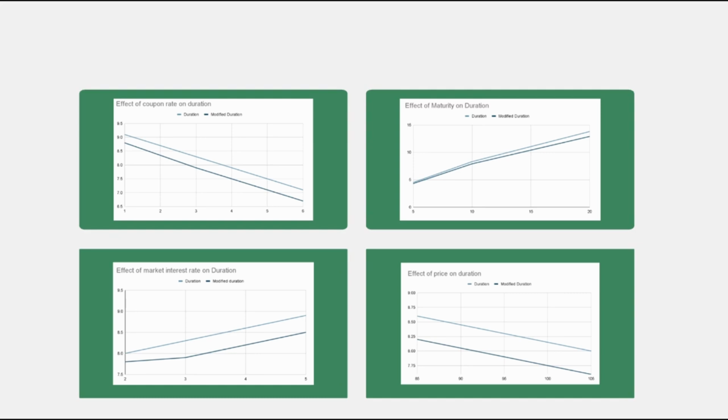So, in conclusion, higher coupon rates reduce duration, longer maturities increase duration, higher market interest rates slightly increase duration, and higher prices reduce duration slightly. These relationships help investors manage interest rate risk. For example, in a rising rate environment, selecting bonds with shorter durations can help reduce potential losses.